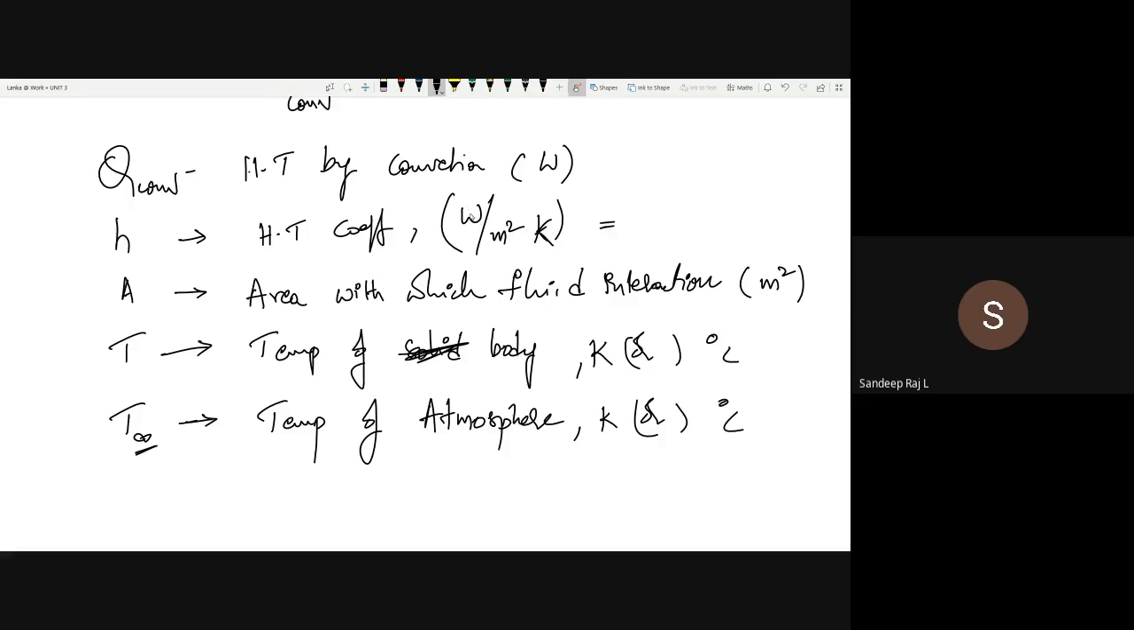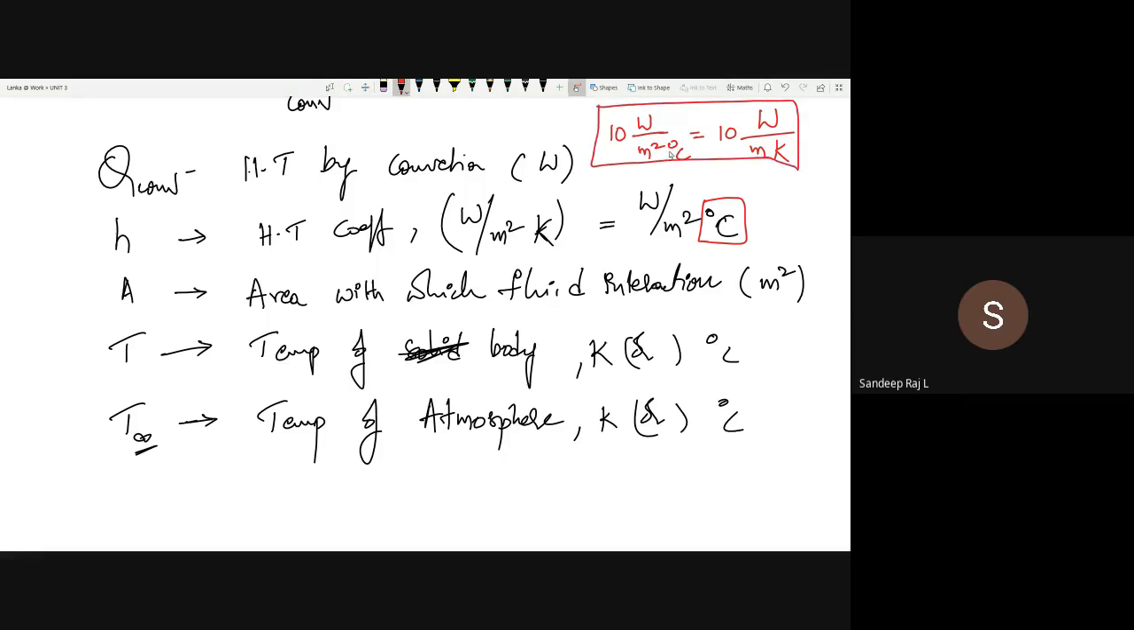Sometimes this h value, watt per meter square Kelvin, is given in watt per meter square degree centigrade also. Both are equal. Don't get confused if somebody gives you degree centigrade here. If the value is given in the question as 10 watt per meter square degree centigrade, then you write it as 10 watt per meter square Kelvin. Both are equal. I'm repeating once again, most of the time students get confused when it is given as degree centigrade in the question. There is no need for any confusion.